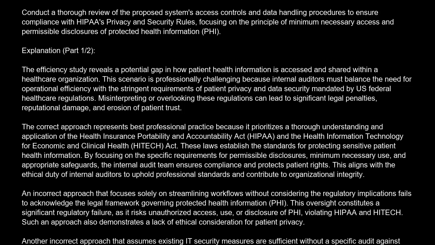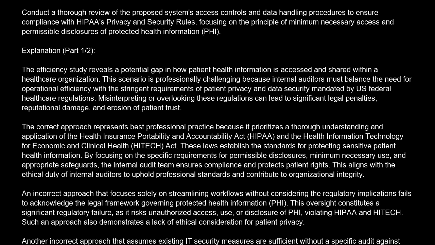The correct answer is B. Conduct a thorough review of the proposed system's access controls and data handling procedures to ensure compliance with HIPAA privacy and security rules, focusing on the principle of minimum necessary access and permissible disclosures of protected health information.